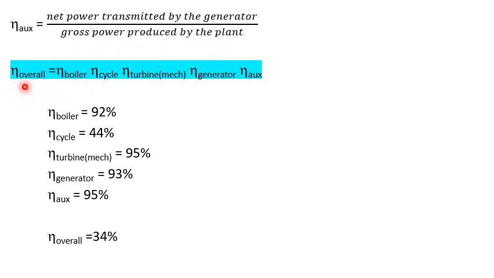So our overall efficiency of the plant is equal to eta boiler multiplied by eta cycle into eta turbine into eta generator into eta auxiliary. And in a modern power plant, the typical efficiency of the boiler is 92%, cycle efficiency is 44%, mechanical turbine efficiency is about 95%, generator efficiency is 93%, and auxiliary efficiency is 95%. So the overall efficiency of the plant is about 34%.